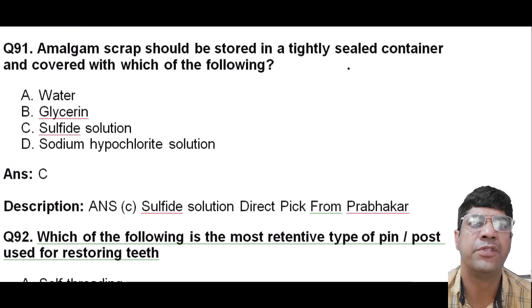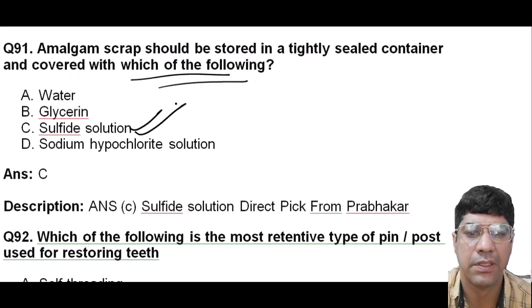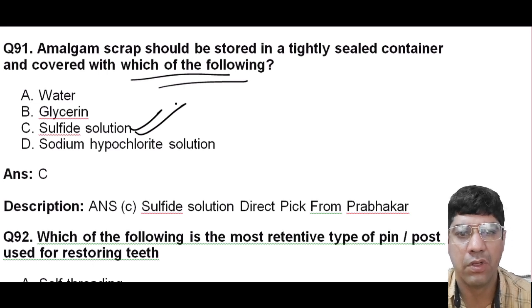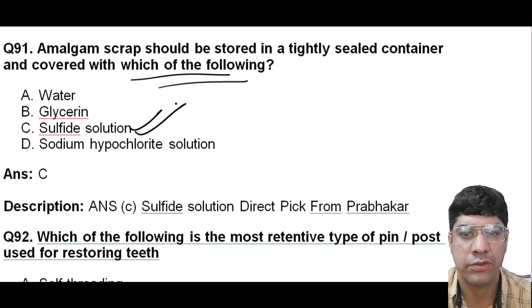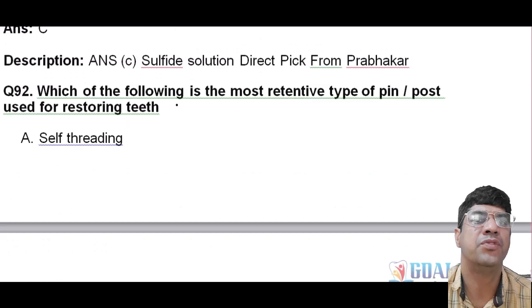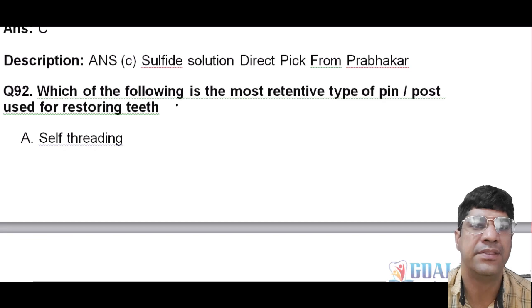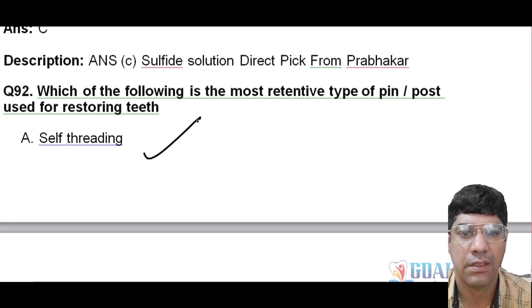The amalgam scrap should be stored in a tightly sealed container and it should be covered by sulfide solution. That is done to prevent environmental contamination and facilitate safe disposal. Which of the following is the most retentive type of pin that is used for restoring teeth? It's self-threading. This type of pin is designed to provide good retention within the tooth structure.